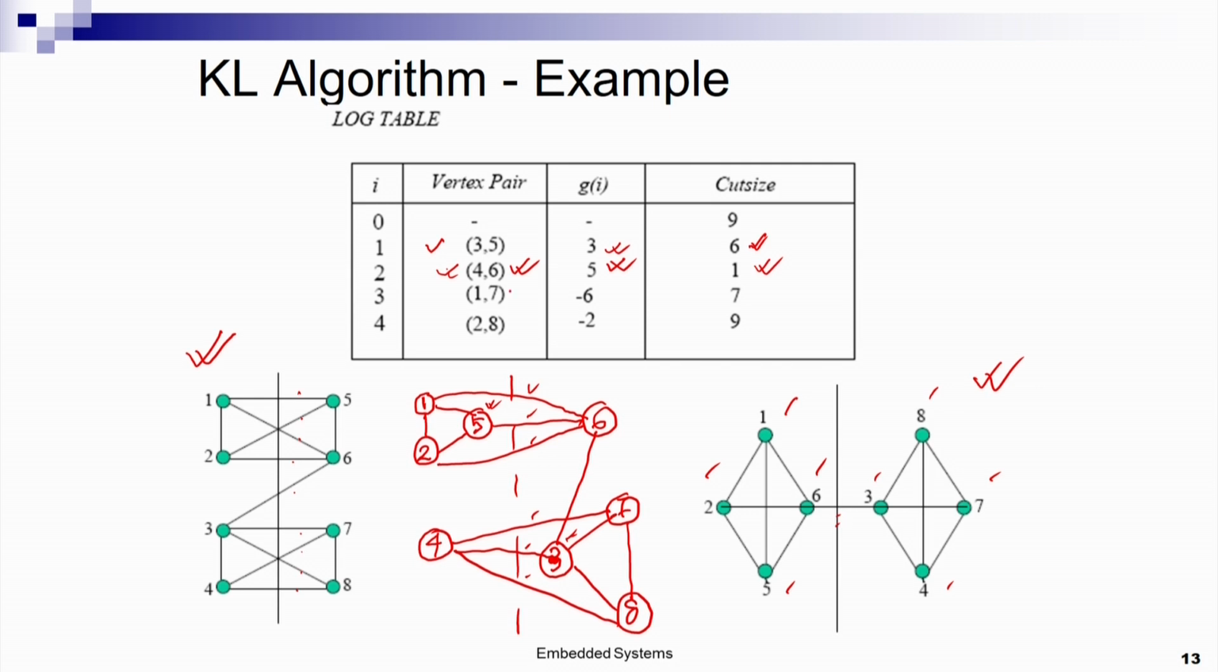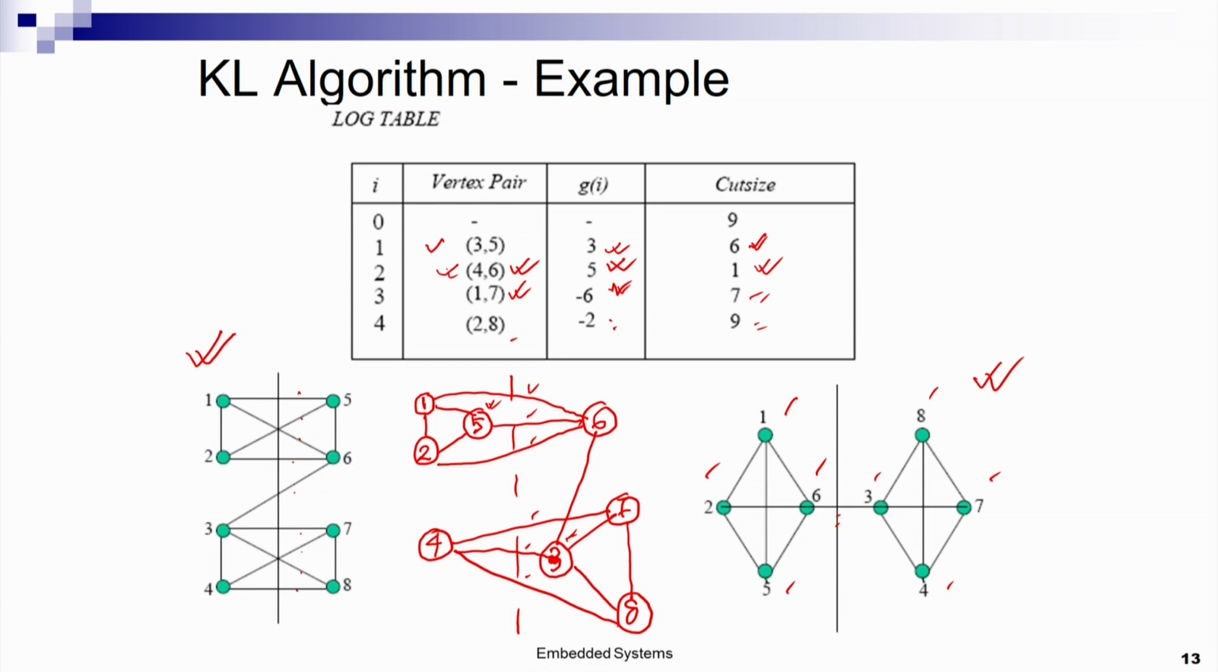Now, if we exchange further, we have to go on until all vertices are locked. We will see for this case that we do not get any benefit in gain further. We only have a negative gain. So, minus 6 gain. So, the cut size increases to 7 if we do an exchange of 1 7 and also 2 8. But this does not mean that this will happen in all cases.